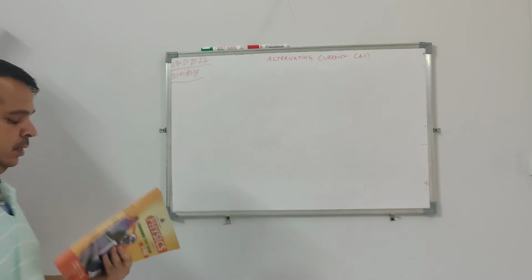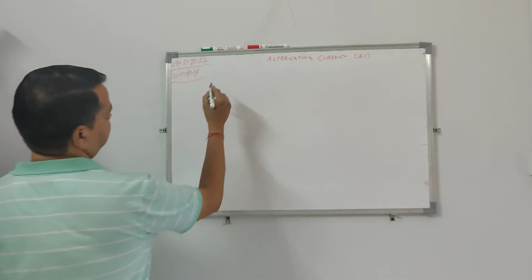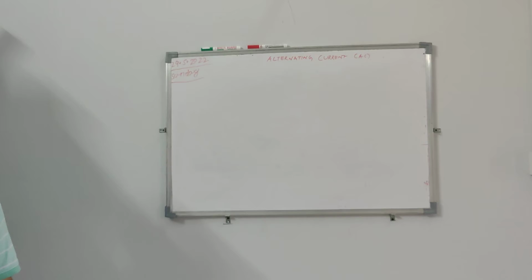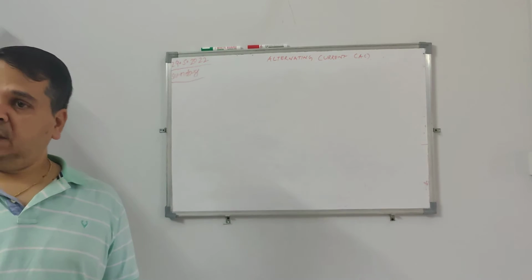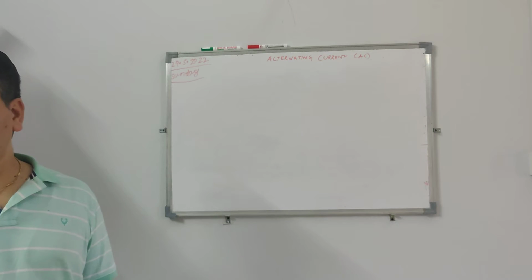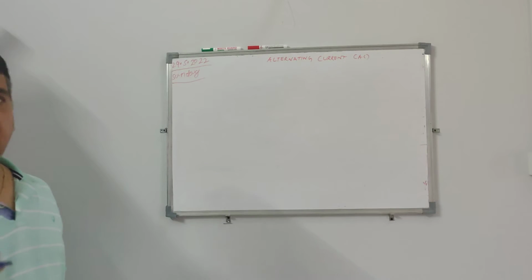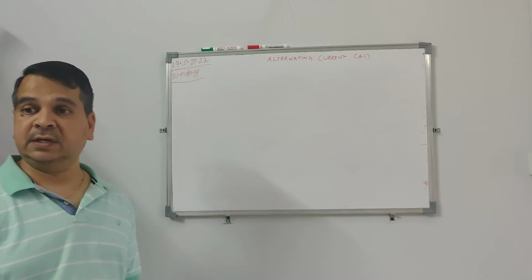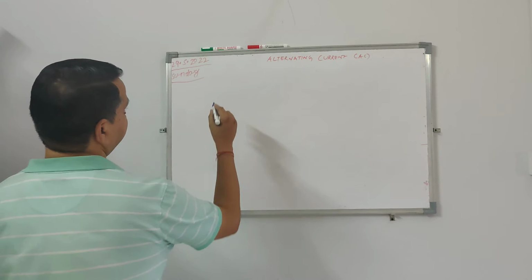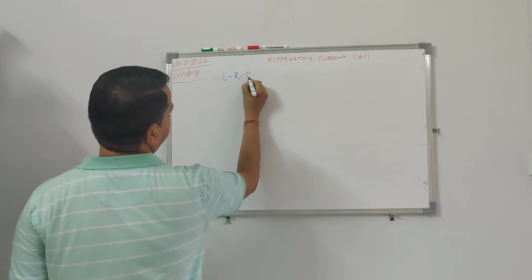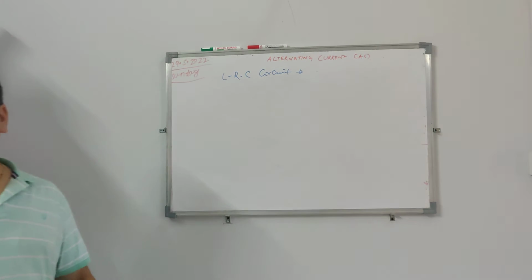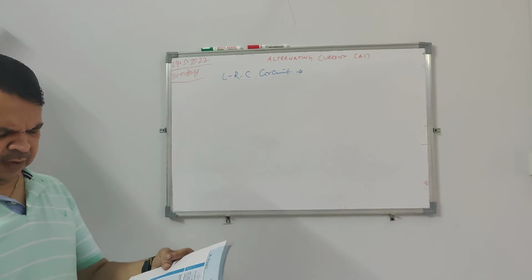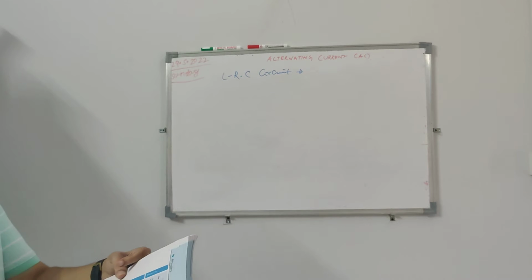Now the more generalized one: there can be LR, LC, RC, but there is not much difference in LR and LC. Anyway, it will be a pi by 2 phase difference, but in LRC the phase difference will be different. It depends on the relative magnitude of inductance and capacitance, whichever is more. So the LRC circuit is the more generalized one. You can refer to it; I am not going to go into the derivation of it.